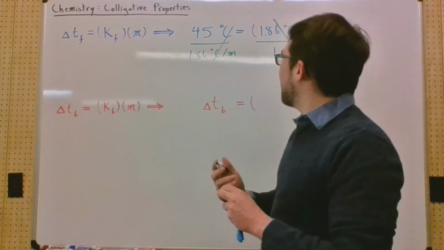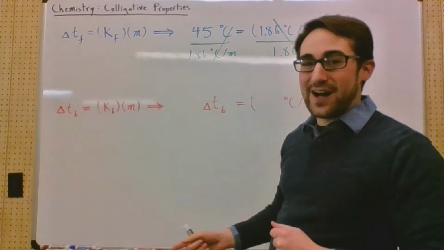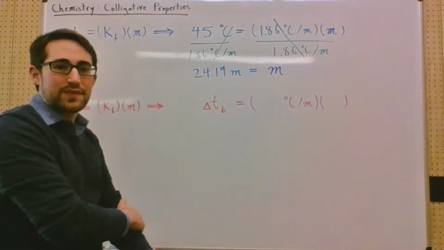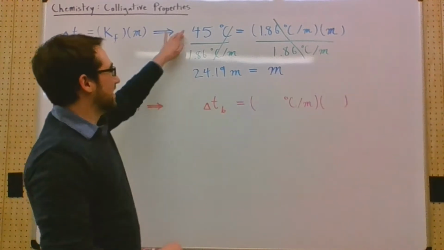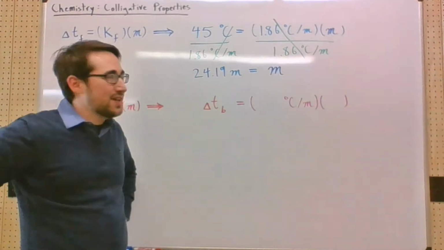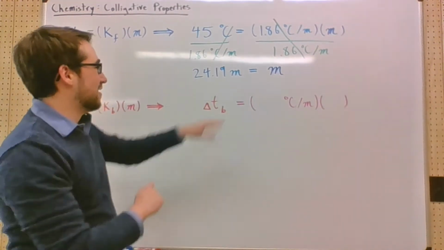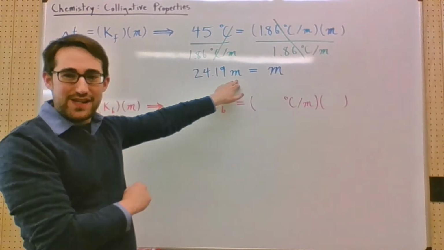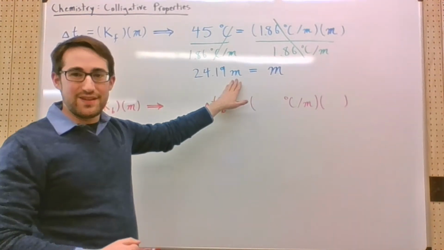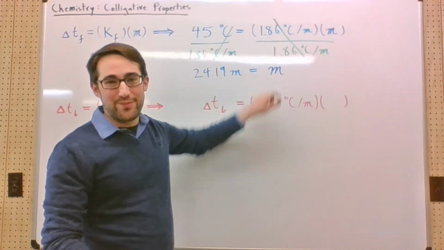Okay, so to finish this, I'm just taking 45 degrees Celsius divided by 1.86. My calculator tells me that my molality should come out to be 24.19 molal concentration. Now, this can be a little confusing. The unit for molality, instead of writing moles per kilogram, a lot of times is this little m, which is also kind of the same thing as what we have for the variable here.